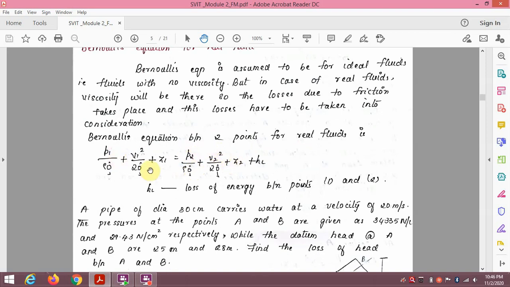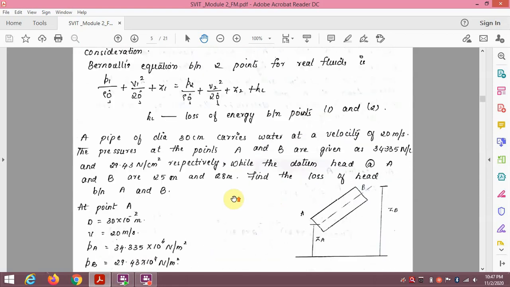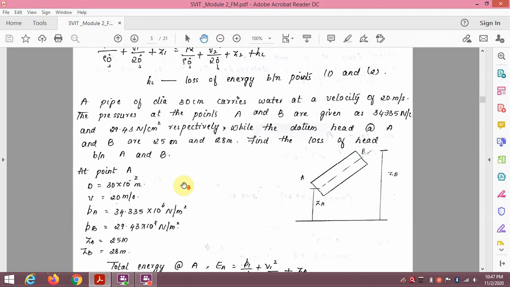P1 upon rho g plus V1 square upon 2g plus Z1 is equal to P2 upon rho g plus V2 square upon 2g plus Z2 plus HL, the head loss due to friction. The HL is equal to loss of energy between the points 1 and 2. Therefore, a simple problem to understand this.